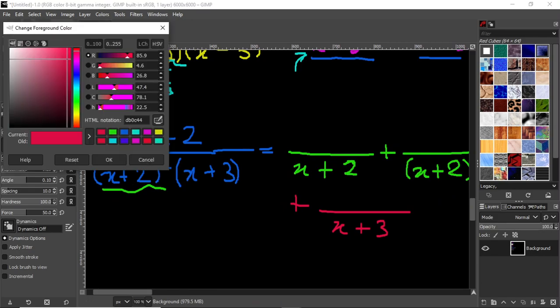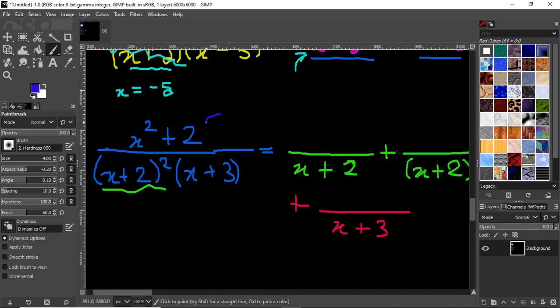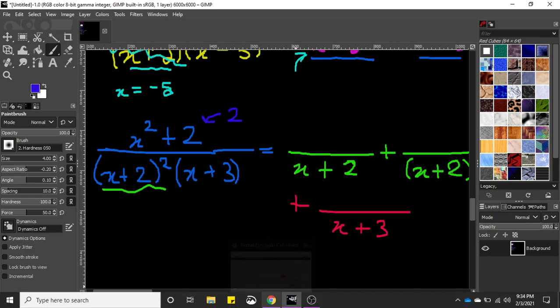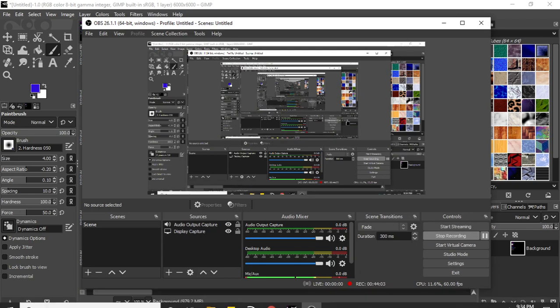The first thing that we need to check is that the numerator does have a lower degree. This is 2. Be right back.